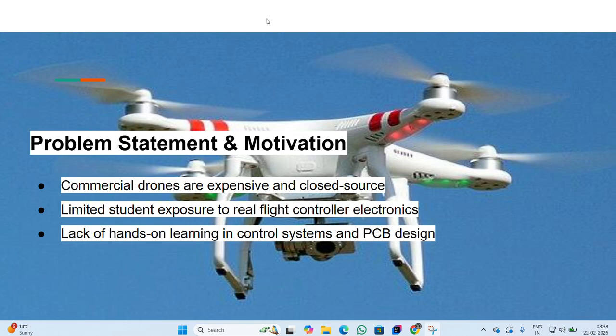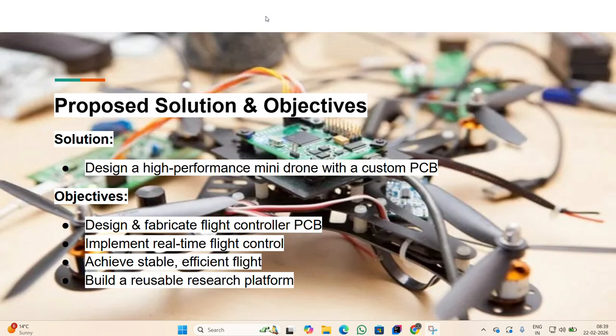So, our problem statement and motivation. Commercial drones are expensive and closed source. Limited student exposure to real flight control electronics. Lack of hands-on learning in control systems and PCB design.